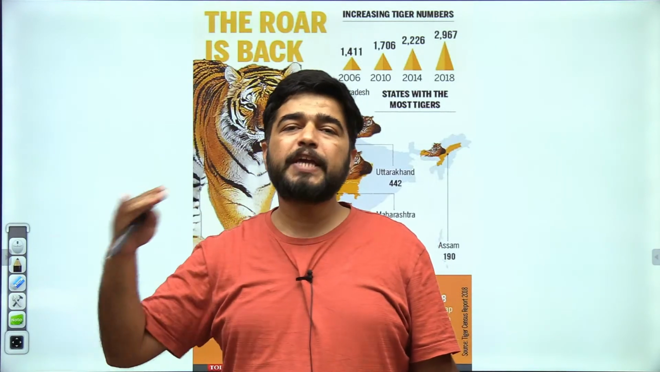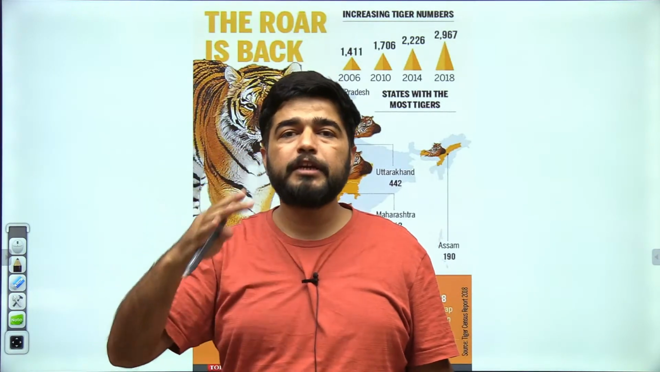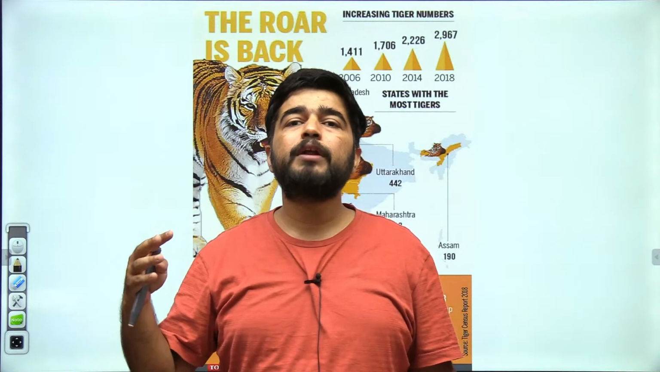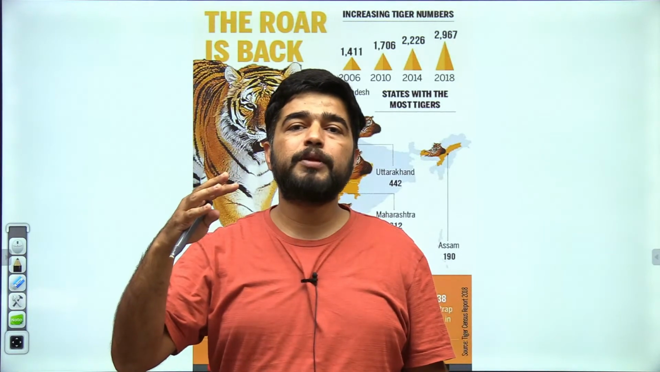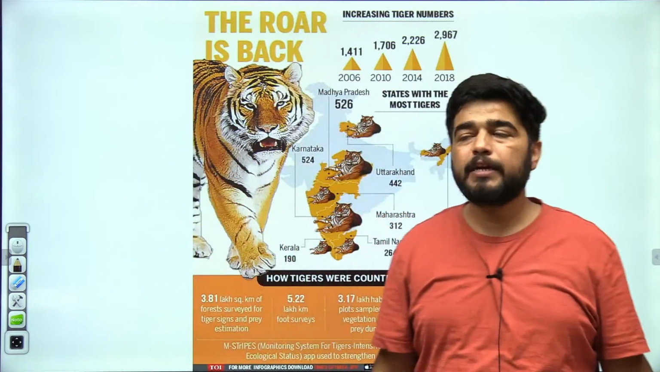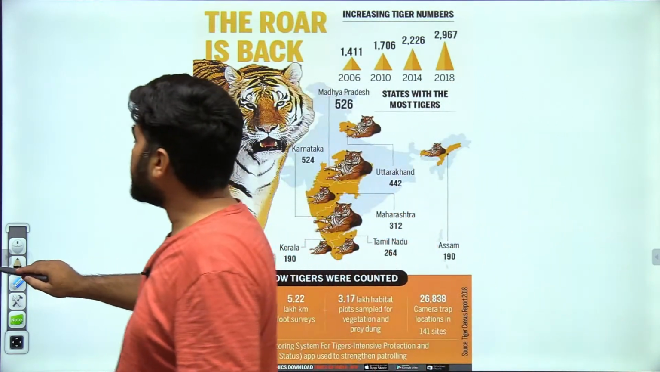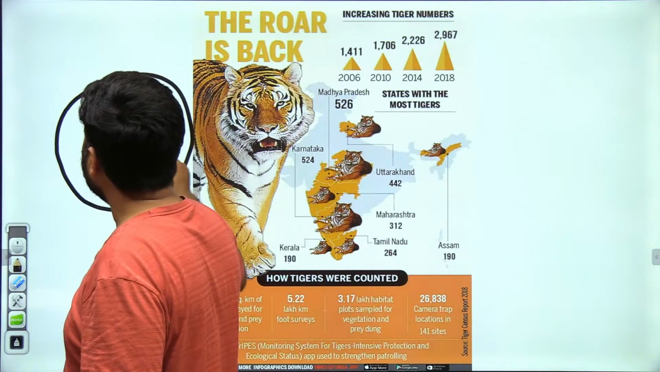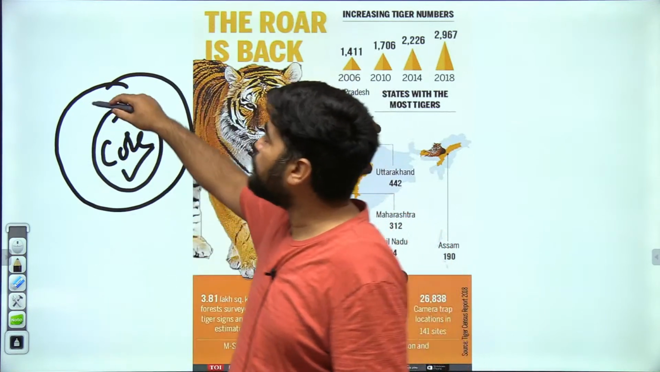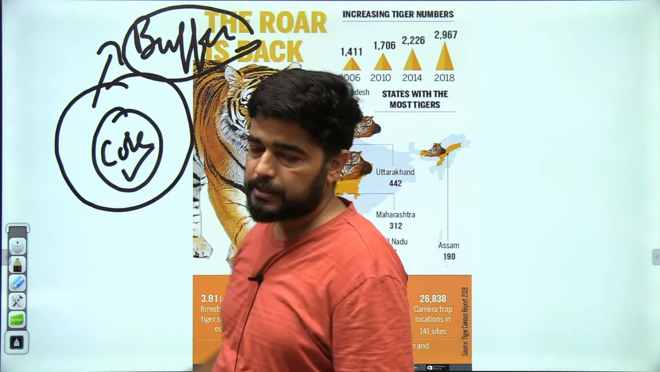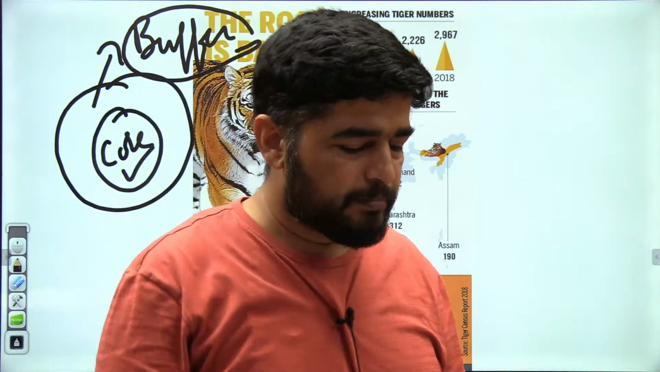Tiger reserves have the same protection status as wildlife sanctuaries, but here the main species, or you can say the umbrella species, will be tigers. These tiger reserves are on the basis of core and buffer. In the core, no human activities are allowed. In the buffer, there can be some activities with permission. Okay.